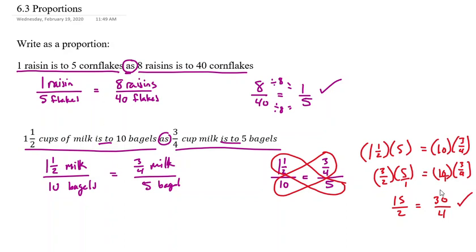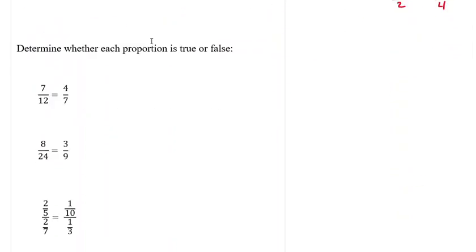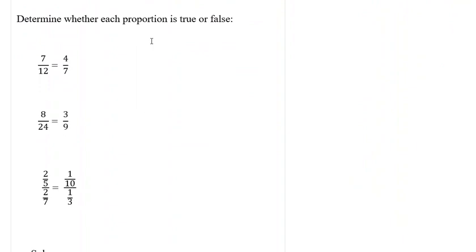Proportions are two ratios that are equal fractions. They're equal to each other. Now, since that is what a proportion is, to tell if a proportion is true or false, we just need to ask, are these ratios equal to each other? And we can ask that question in, again, different ways.